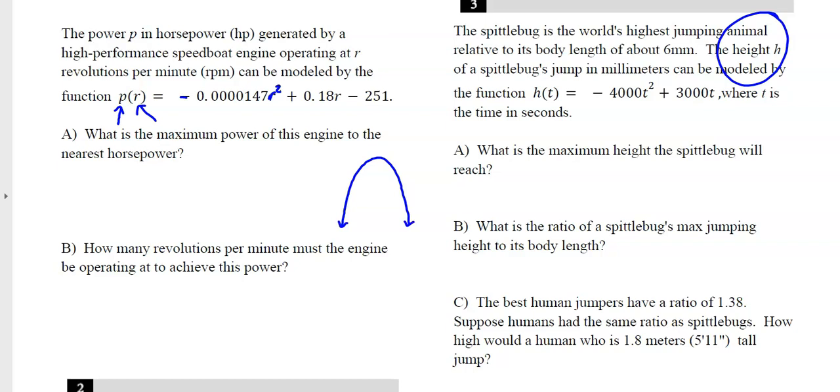And basically I'm trying to find, it says part A, what is the maximum power? So this part right here represents the power. So I'm trying to find the Y value, the maximum Y value of the vertex there, and then how many revolutions per minute achieves this power. So that's going to be the X portion. So basically I've got to find the vertex. So let's punch this into my graphing calculator, and I might already have this one put in from class, but we can double check.